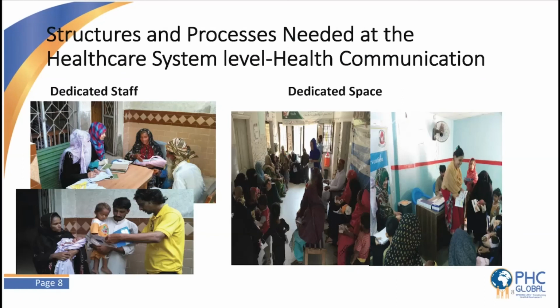We had a robust set of findings. In our formative evaluation, we identified that the healthcare system would need dedicated space and staff for VIR band enrollment and health communication interventions. And this would not require any additional resources. The health managers would just need to prioritize health communication.